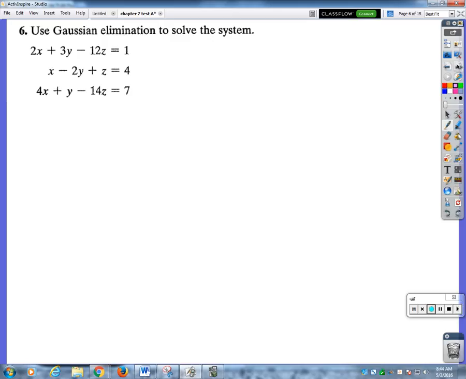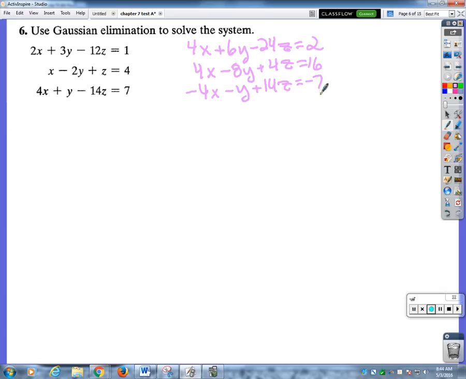So which letter do you want to get rid of? X? Okay, so I'm going to make them all 4s. And I'll make this last one maybe negative 4 just for fun. So if I take the first one and multiply it by 2, I get 4x plus 6y minus 24z equals 2. Multiply the middle one by 4 gives me 4x, negative 8y plus 4z equals 16. And then the bottom one by negative 1 is negative 4x, negative y plus 14z equals negative 7, right?